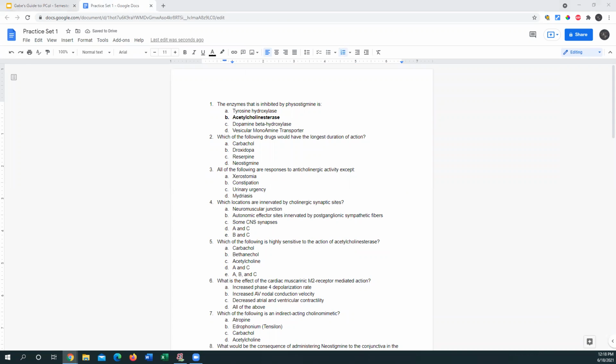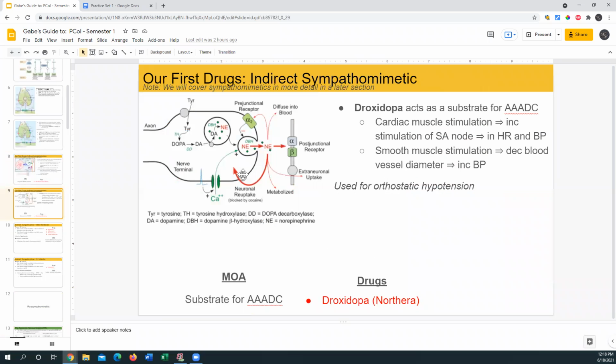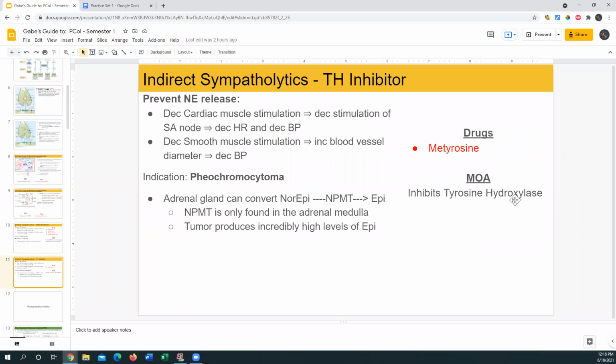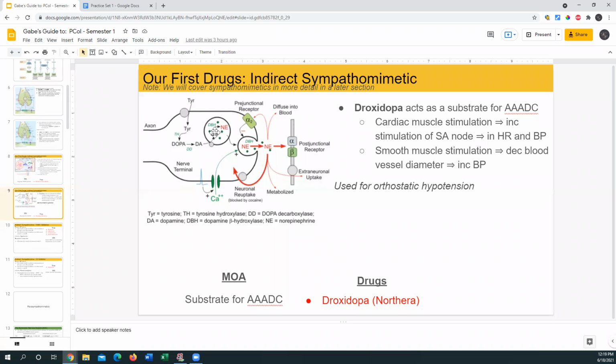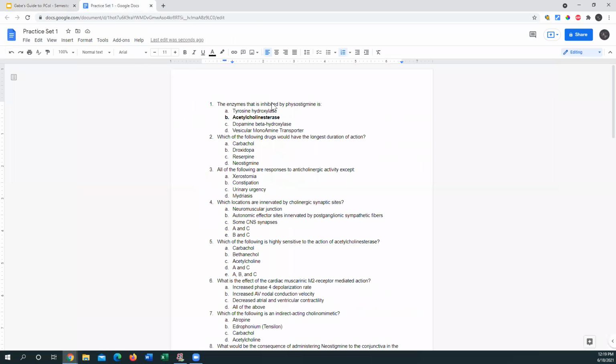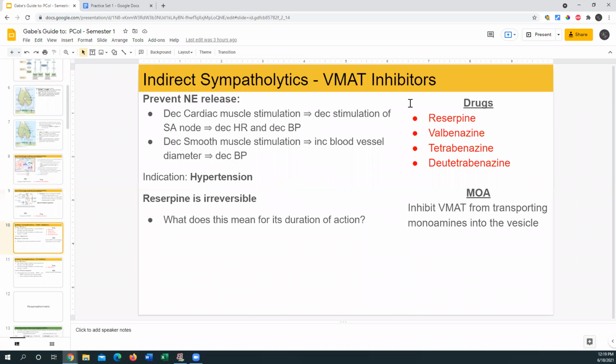Now, to practice, you should also be going over what the answers to these other enzymes are. So we can go back to our look at the production of norepinephrine, and we can find that the drug that inhibits tyrosine hydroxylase is metyrosine. The drug that's the substrate for dopamine beta hydroxylase is droxidopa. Nope. It would be dopamine that is the substrate for that. And then the drug that's the substrate for aromatic amino acid decarboxylase, it's not even an answer here, would be droxidopa. And finally, the VMAT inhibitors are reserpine, valbenazine, and tetrabenazine. Cool.